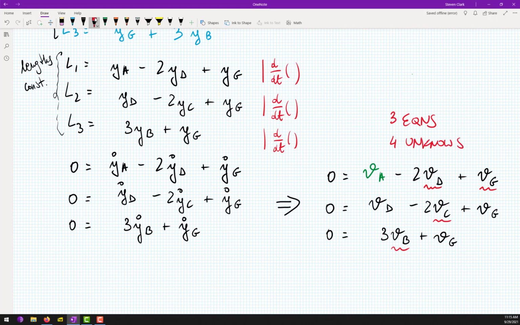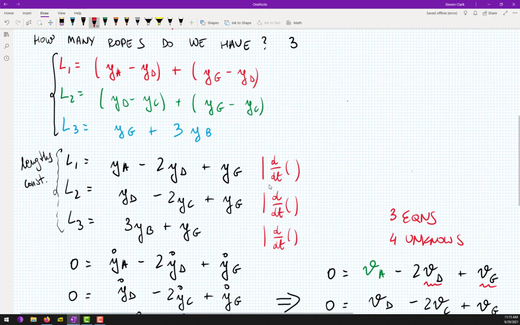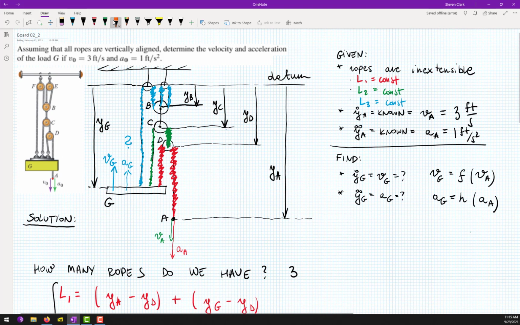Unsolvable. Yes, we have more unknowns than equations. We cannot solve such a system. And Trevor had an idea how to find the fourth equation. Exactly. So Trevor said, wait a second, Michael, we actually have 4 ropes in here. Yes, because there's also that little chunk in here. Yeah, the orange rope. L4 is constant as well.